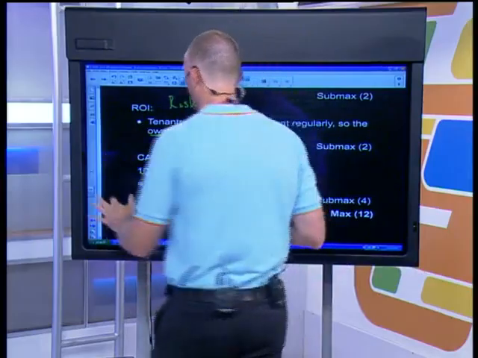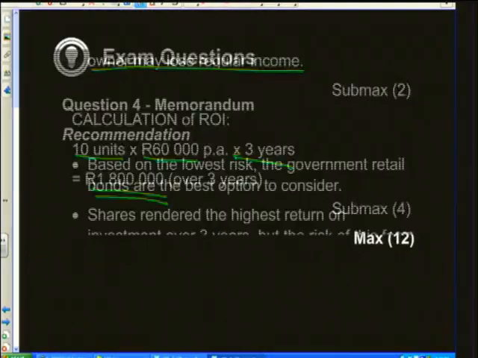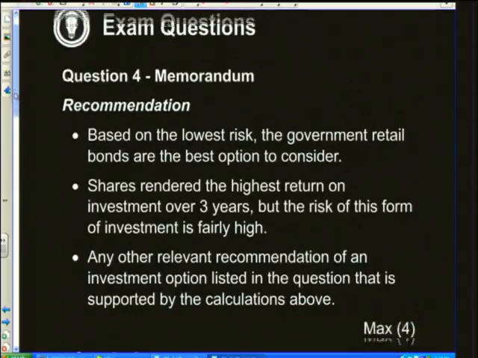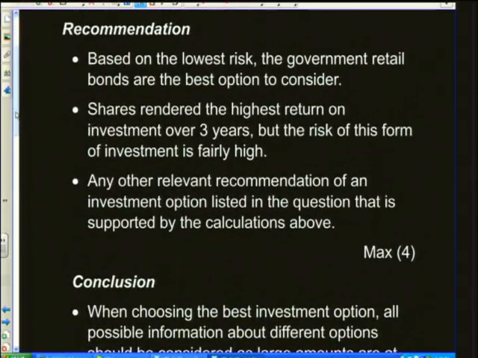So now we need to see which investment option we are going to recommend. Based on the lowest risk, we're going to go for government retail bonds. So it all depends what type of investor you are. Are you a risky investor? Do you like taking chances? Do you want to go out there, grab the bull by the horns and see what happens? Or do you like playing it safe? There's no correct answer there. It's all dependent on what you want.